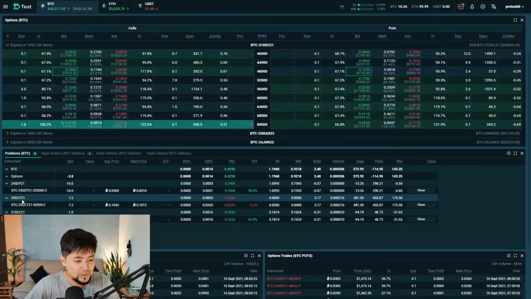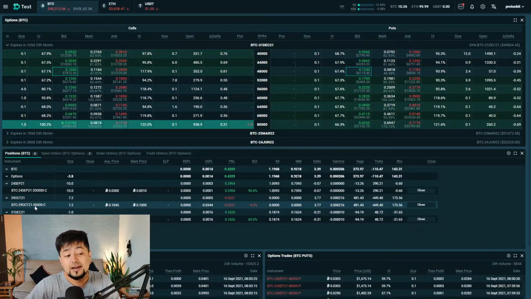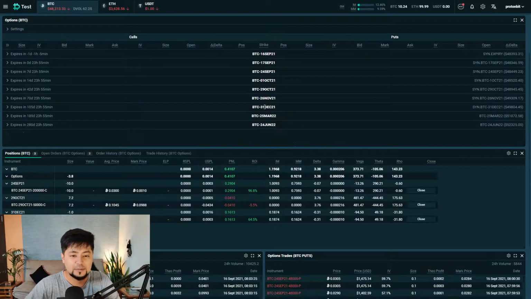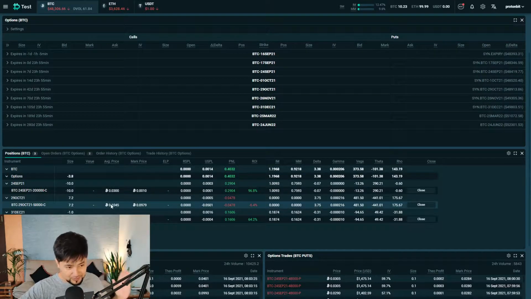So what I did today was I bought the 29th October expiry $50,000 strike price call, guys. Now this is another naked exposure. What do I mean by naked exposure? This is unhedged market exposure. So if the market goes in the direction which I'm not expecting, I would have to pay for all the premium which I bought for, right?